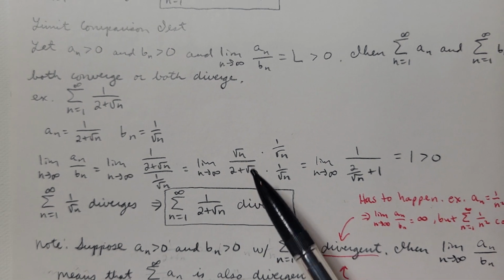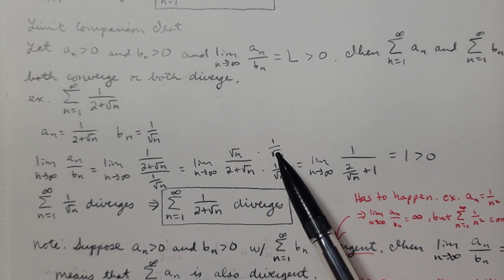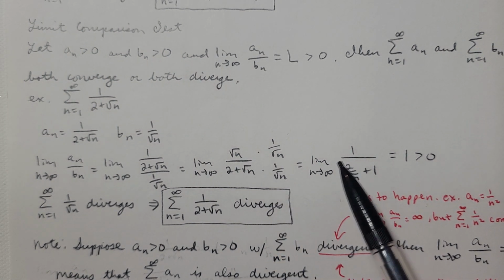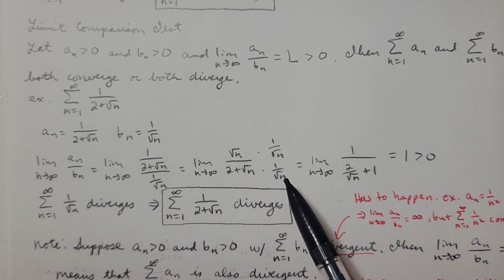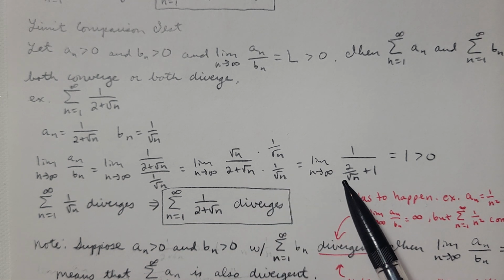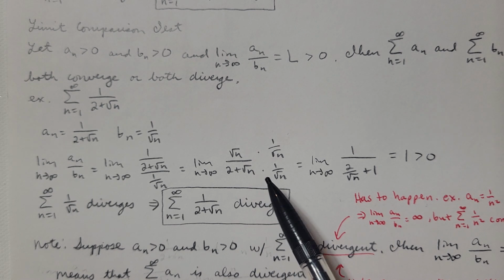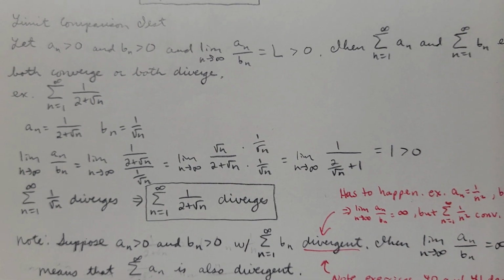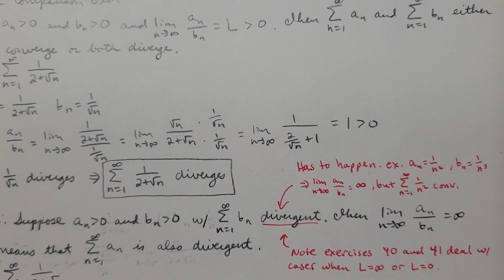Then with that, I get the square root of n times 1 divided by the square root of n, that's 1. And then 1 divided by the square root of n times 2, that's 2 divided by the square root of n, plus the square root of n divided by the square root of n, that's 1. Okay? And the limit of a constant is always the constant.